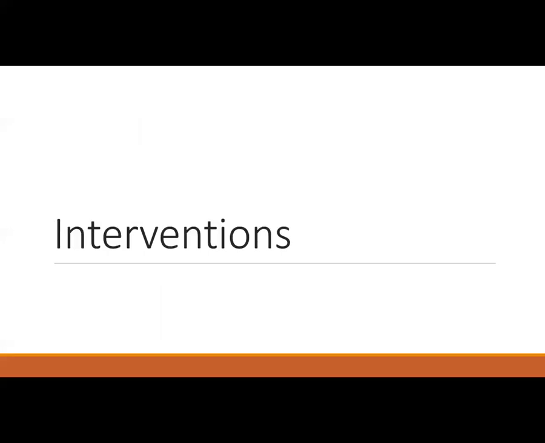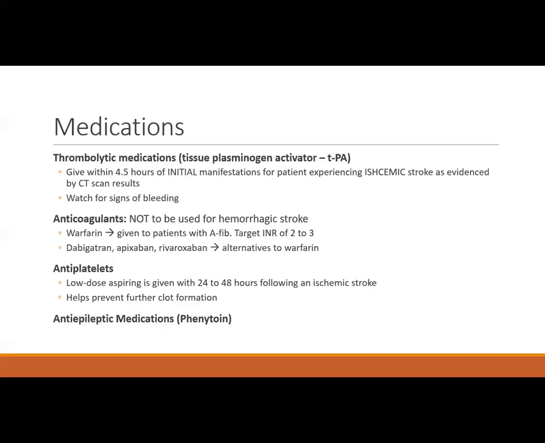So these are some of our interventions. The first thing we have is our medications. The first three are all for our ischemic strokes. With it, you can give TPA within 4.5 hours of the initial manifestations for patients experiencing ischemic stroke as evidenced by CT scan results.